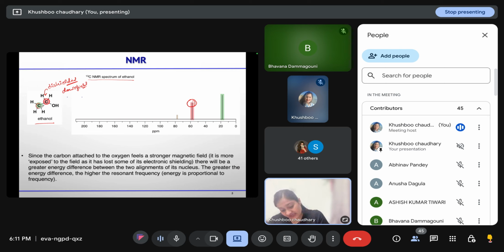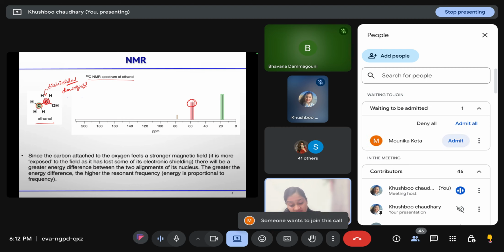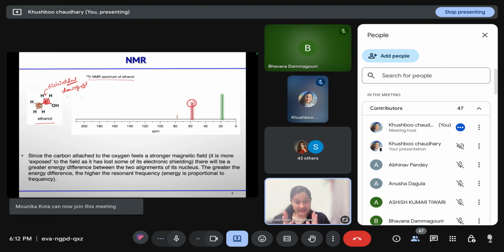And then the other carbon that is at two bond distance from the oxygen, as oxygen will pull electron density from the adjacent carbon, so this carbon will further pull some electron density because carbon is not electronegative as that of the oxygen. So this carbon will be de-shielded but not as much as the red carbon. So this is the signal for the CH3.